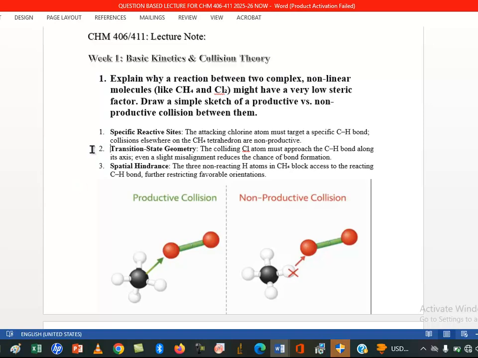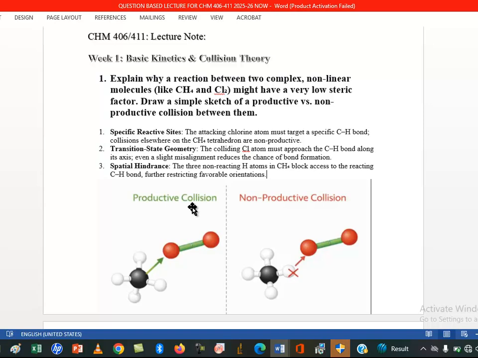Then number 2, transition state geometry. The chlorine must approach that CH bond along the right axis. They must approach along the right axis before they can properly collide and then form a bond. That's the second one. The third one, the chlorine must overcome any spatial hindrance. Spatial hindrance, for instance, might be other CH bonds on methane. So it must overcome it to form a bond.